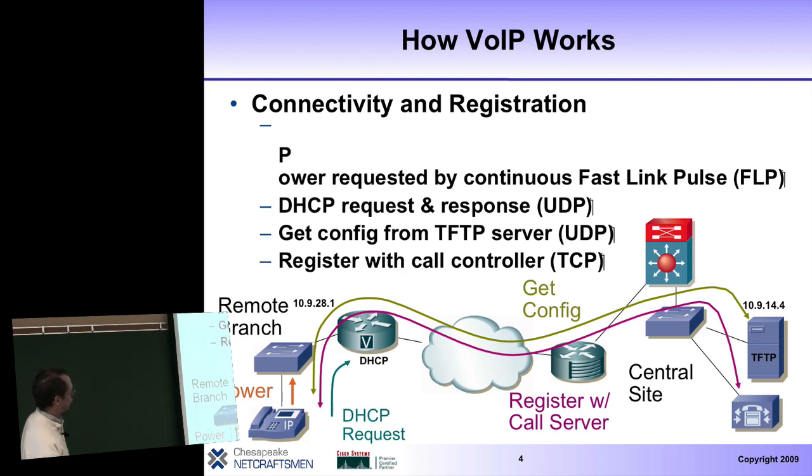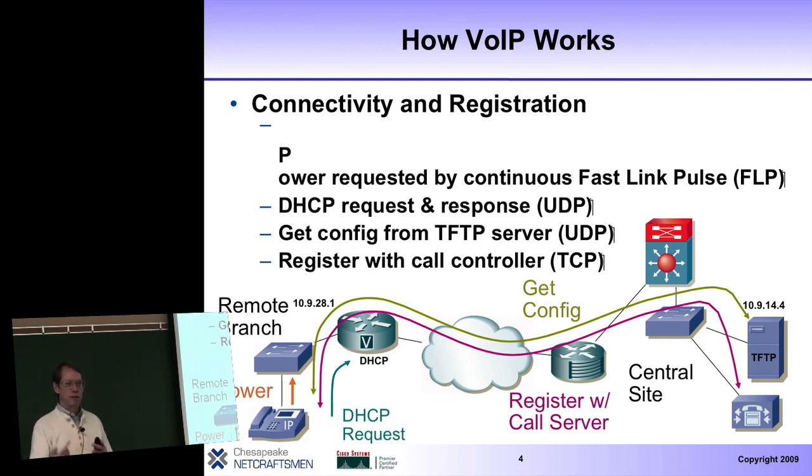First of all, the phone powers up down here, so it connects in to a switch. And there's something called the fast link pulse that the switch sends out to the phone. The Cisco phones have a little relay in them. It's closed, comes back to the switch, and the switch goes, oh, this guy needs power. Feeds out full power.